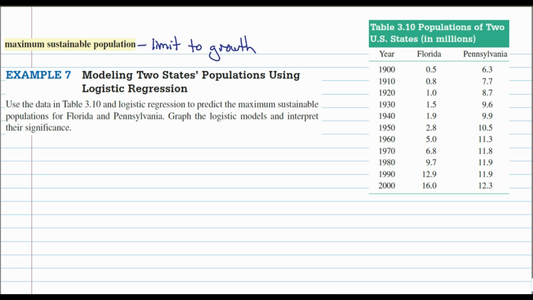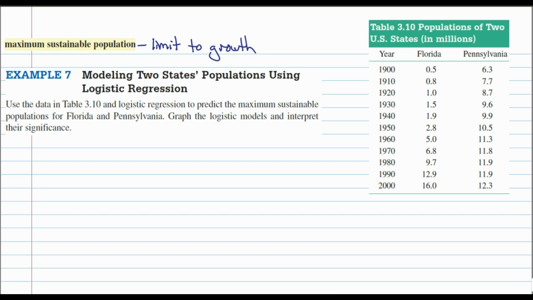Remember, we said logistic growth is a better representation of population models because populations have a maximum sustainable population, their limit to growth. An environment cannot support infinitely many people, insects, animals, plants, whatever it may be. It has a maximum sustainable population, which logistic growth represents and takes into account.